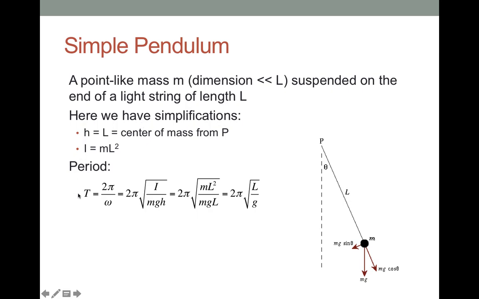We're still using torque equals I alpha. Now h, which was the distance from the pivot point to the center of mass, is now the length of the string L. The moment of inertia is just mL squared. So the period is the same expression we had before, but now I becomes mL squared, h becomes L, one of the L's cancels out, the m cancels out, and the period is just 2 pi times the square root of L over g. And this again, so long as the angle is small, less than about 10 or 15 degrees, will behave very much like a simple harmonic oscillator.